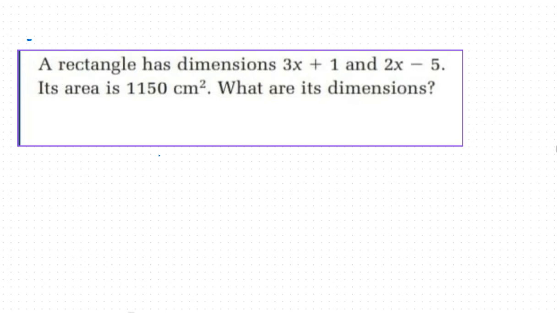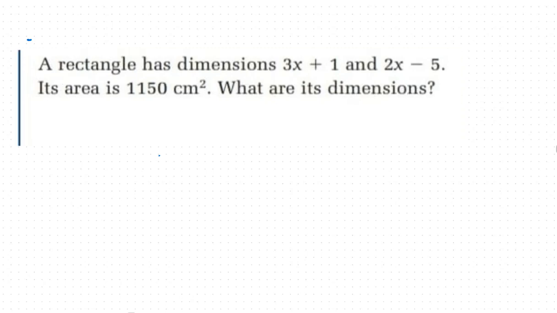What's done? This question, do you see this on the screen? Yeah. So start reading the question. A rectangle has dimensions of 3x plus 1 and 2x minus 5. The area is 1,150 centimeters squared. What are its dimensions?